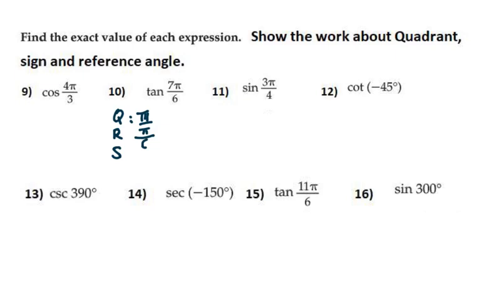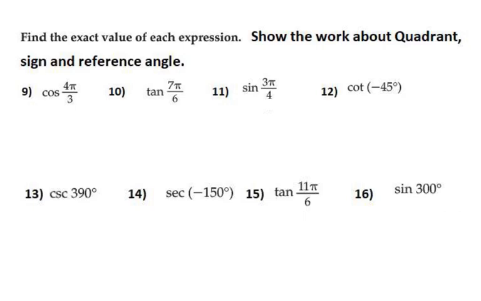Pi over 6. Reference angle tangent for third quadrant, that's a positive. So you will get equals positive tangent pi over 6. Pi over 6, that's 30 degrees, so you got square root of 3 over 3.